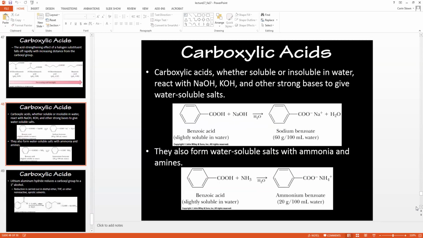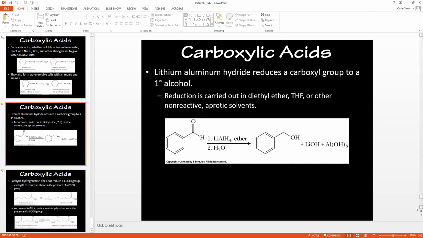When we think about the reactivity of carboxylic acids, whether they're soluble or insoluble in water, they're always going to react with sodium hydroxide or potassium hydroxide and other strong bases to give water-soluble salts. They also can react to form water-soluble salts with ammonia and amines. So think for a moment about how you would draw the reaction mechanism for these types of reactions. And then lithium aluminum hydride is what will reduce a carboxyl group to a primary alcohol. So this reduction is carried out in diethyl ether, THF, or other non-reactive or aprotic solvents.